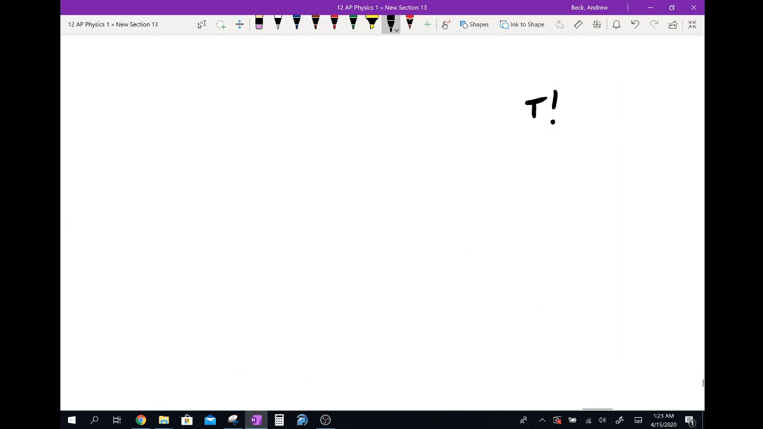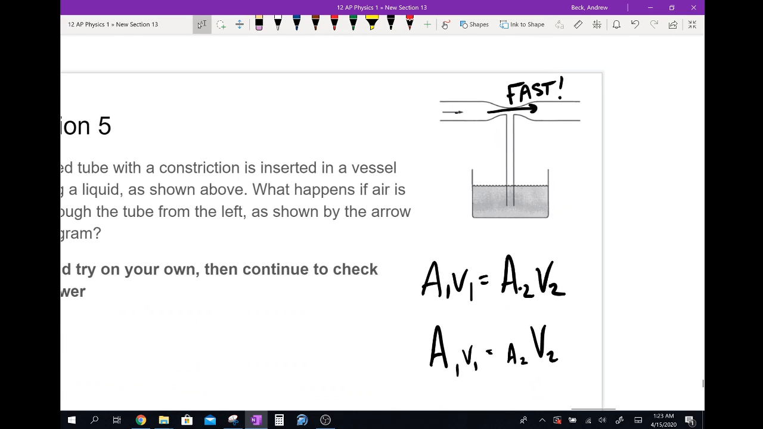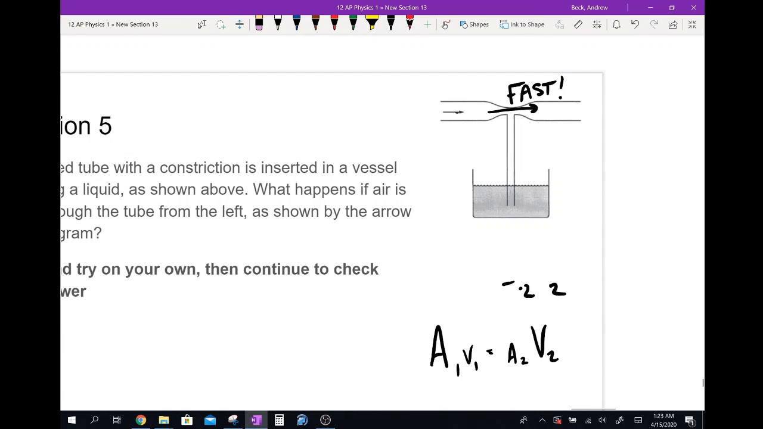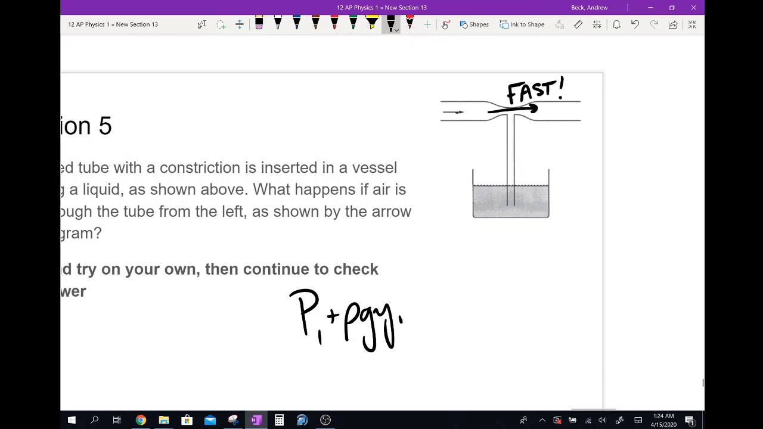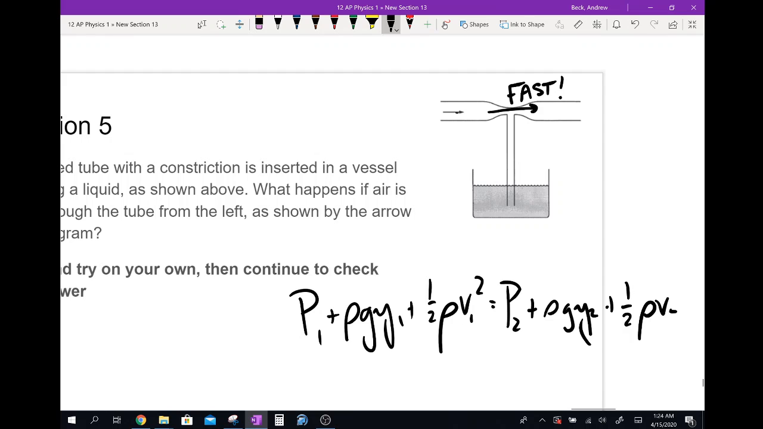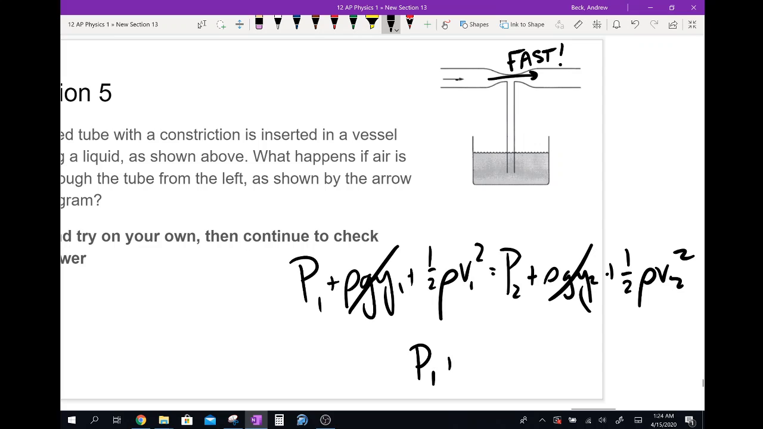And we said in, I think, question 2, if our air is moving quickly, that means that there is a lower pressure associated with that. So we could write out really quick Bernoulli's equation: P1 plus rho g y1 plus 1/2 rho v1 squared equals P2 plus rho g y2 plus 1/2 rho v2 squared. The height term is just going to cancel out. 1/2 rho v1 squared equals P2 plus 1/2 rho v2 squared.